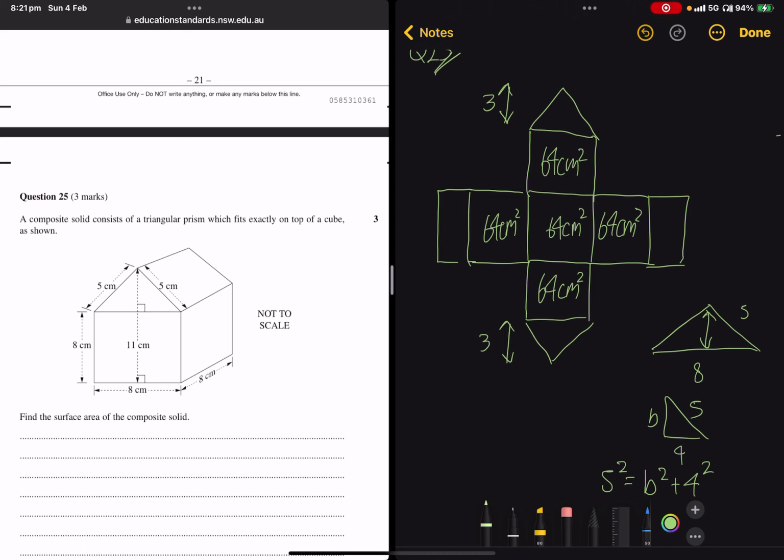This means their areas are half times base times height. The base of these triangles is 8. 8 times 3 is 24. Half of that is 12. So this is 12 centimeters squared. This is 12 centimeters squared. And then we have the 2 rectangles on the side. Now they are both 5 by 8. We're told in the diagram that these are 5 because these are the same as the hypotenuse of the triangle. 5 by 8 is 40, so this is 40 centimeters squared. This is 40 centimeters squared.